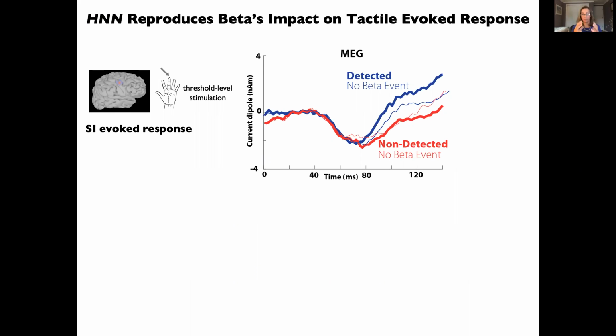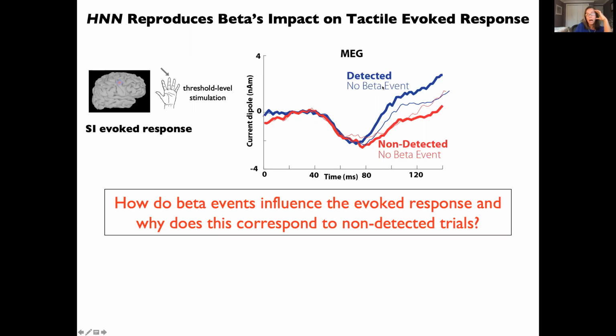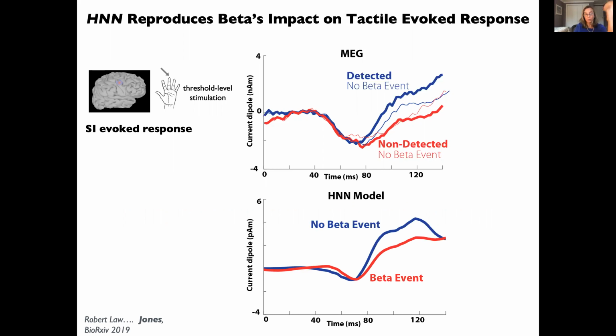Okay, so now we're going to go back to the question at hand. We have beta events. When I have a beta event, I don't feel the tap to the finger, and I get this signature response in my evoked response that looks different than when I don't have a beta event and I do feel the tap to the finger. So how are these beta events influencing the evoked response? And why does that correspond to I didn't feel the tap to the finger? Well, we went to our model, we simulated a beta event, and we simulated the tap to the finger. We put them together, and what we see is that the model can reproduce these signature differences in the ERP, which is really quite remarkable.